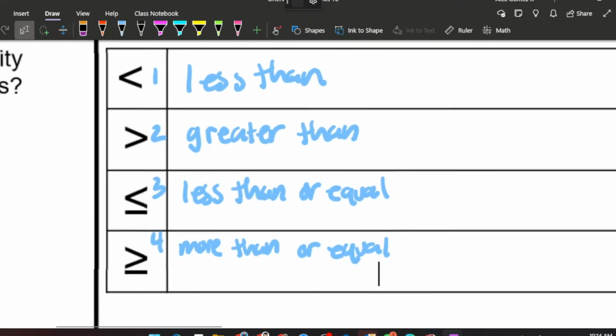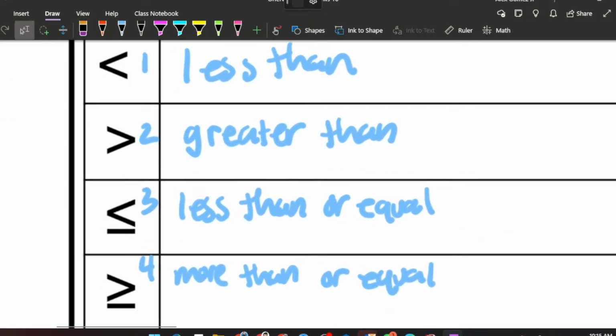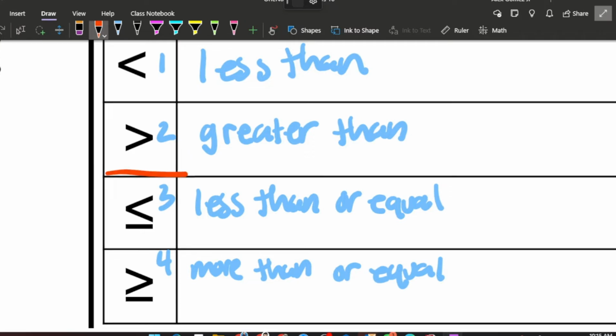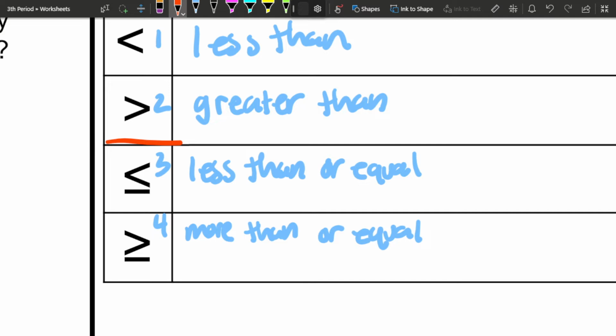And now that we know this, what is different between 1 and 2 and 3 and 4? What's different between them? 3 and 4 have a line. The line on the bottom, you mean? What does that tell you? Anybody? What does the line on the bottom tell you? Is equal to. Okay, so now whenever we graph them, they're going to be represented with circles.